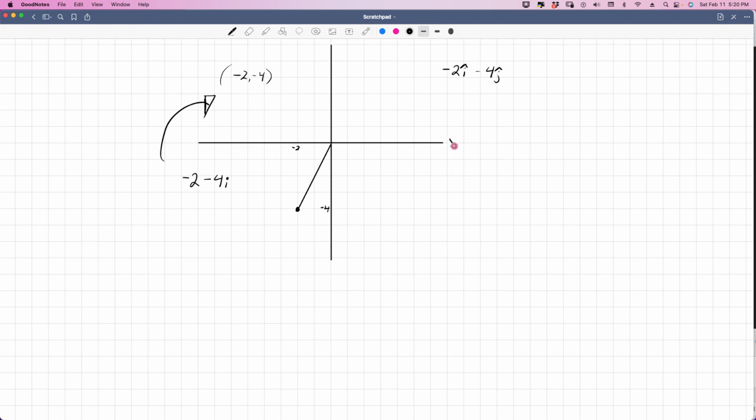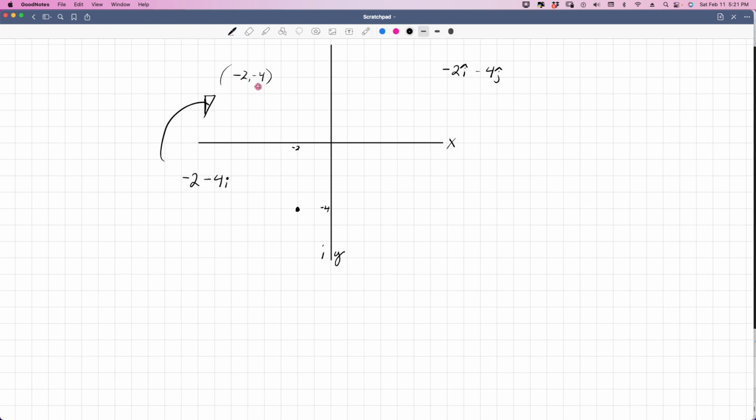The only difference is that we might label the y-axis as the i-axis. And then we would graph the -2 on the x-axis and the -4i on the i-axis. So we would graph it exactly the same way. We would just call it a different thing. We would call that what's called the complex plane. Instead of the Cartesian coordinate system, it would be either the complex plane or the Argand plane.